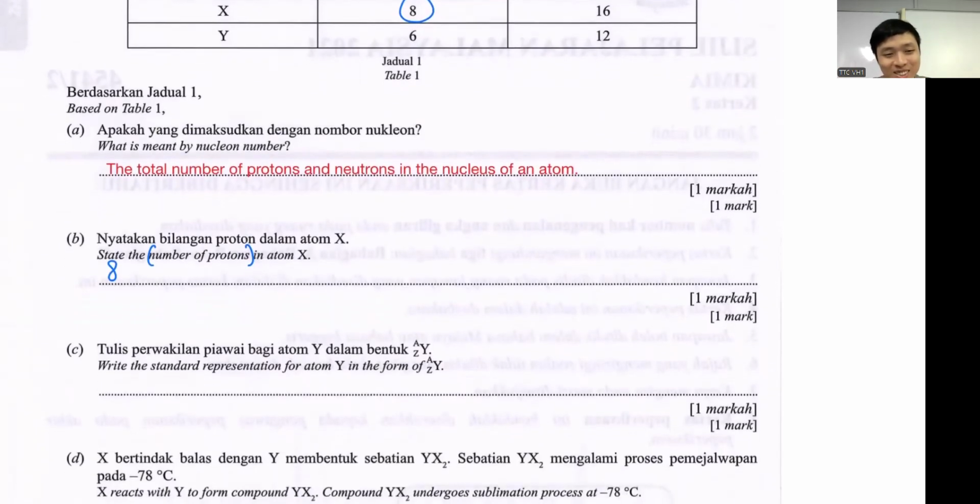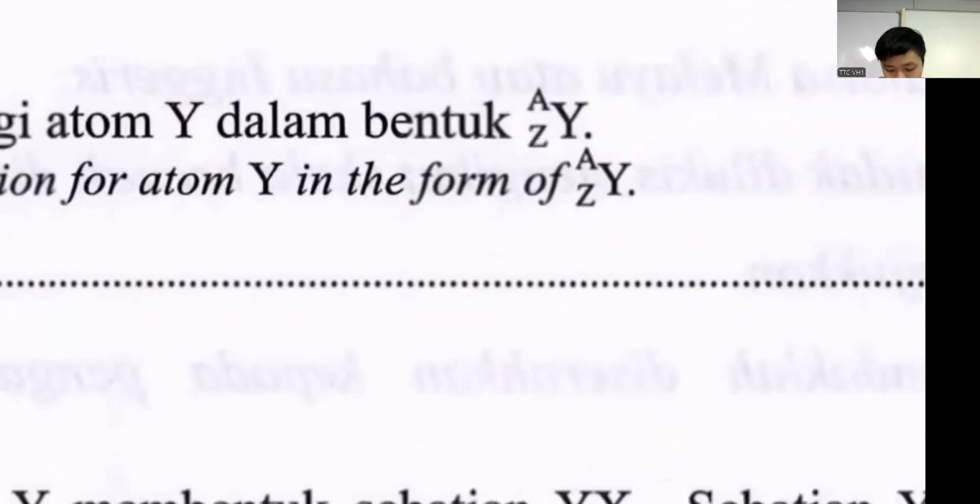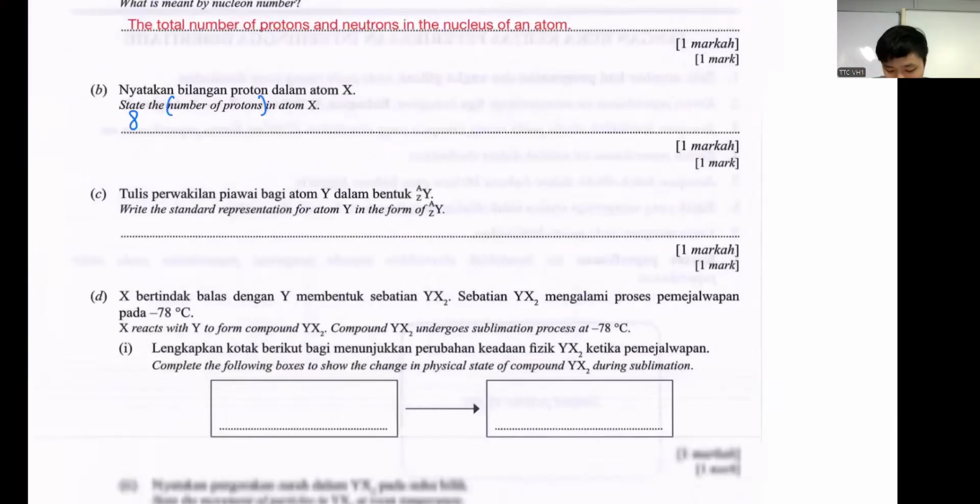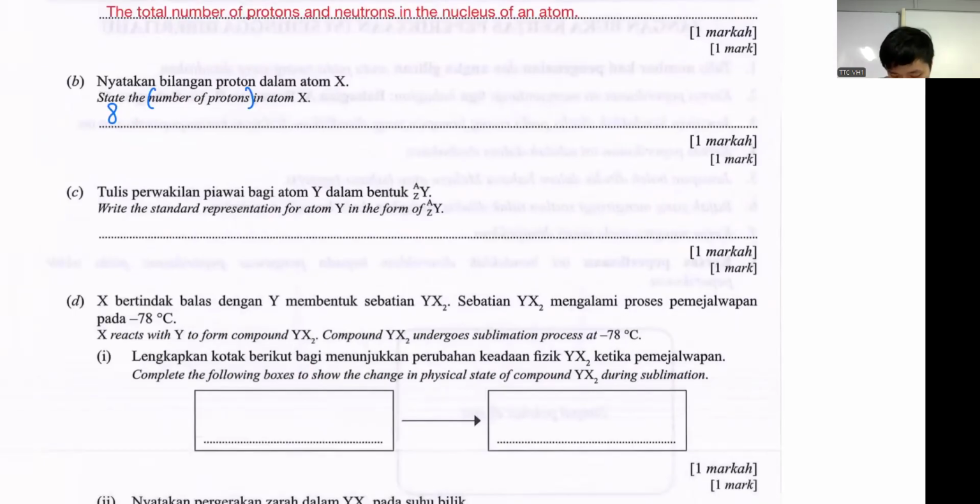Write the standard representation for atom Y in the form of A Z Y. Remember this part, right? The A Z Y part. Y is a symbol, right? So this is the symbol of the element. The bottom number is the proton number. The top number is the nuclear number.